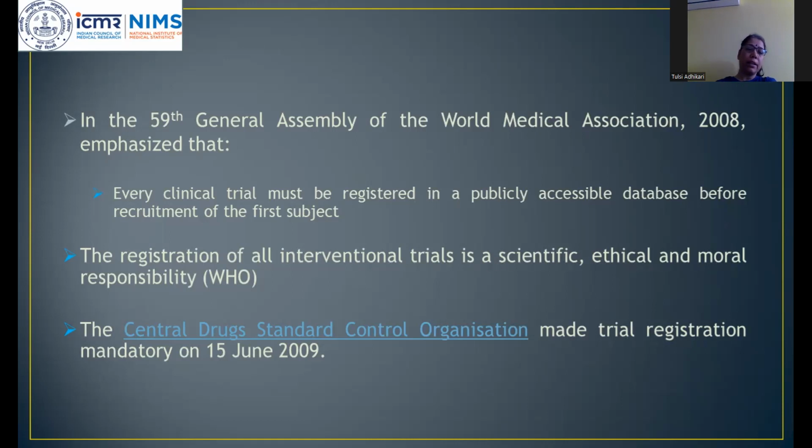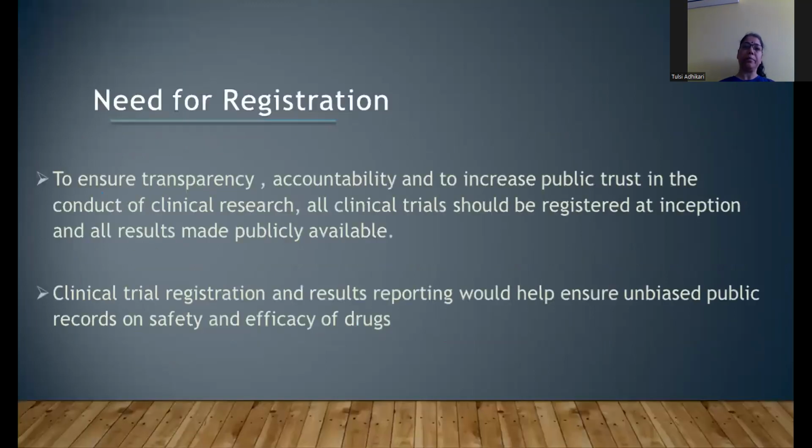And in the year 2009, in India, the Central Drugs Standard Control Organization made trial registration mandatory on 15 June 2009. So after that date, all the regulatory trials have to be compulsorily registered with CTRI. CDSCO made it mandatory to register the trial with CTRI.